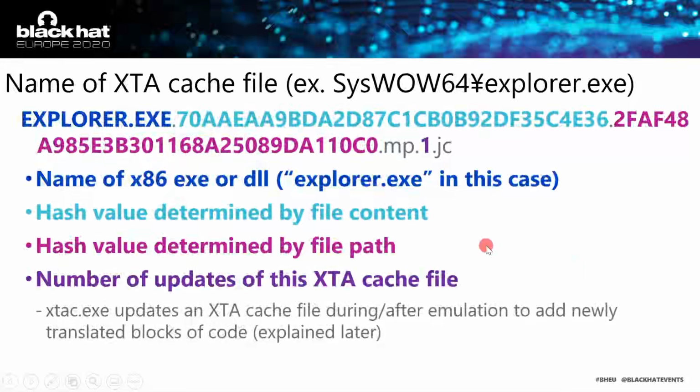You might notice the distinctive name of the XT cache file. Its name is roughly composed of four parts: name of executable, hash value by file content, hash value by file path, and the number of updates. I'll explain the update feature of XT cache file later, but the compiler updates an XT cache file to add newly translated blocks of code.